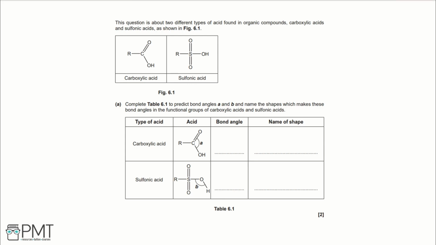The first thing to do when you're given a question like this is to work out how many bonding pairs and how many lone pairs each acid has. And then you can work out the shape and bond angle from this information.